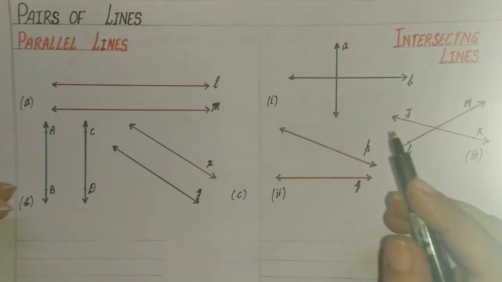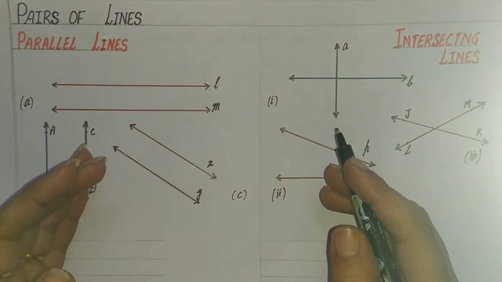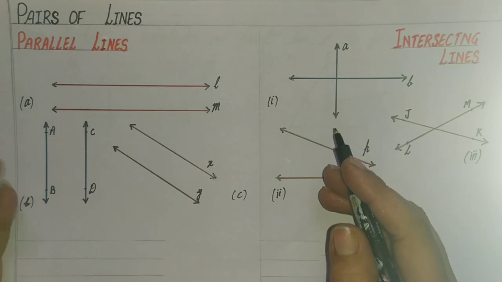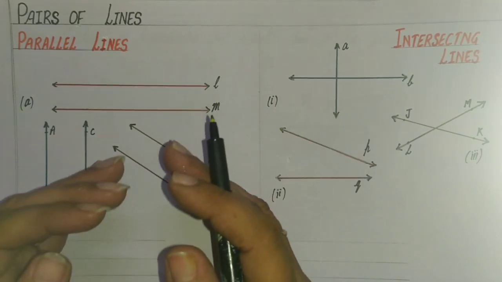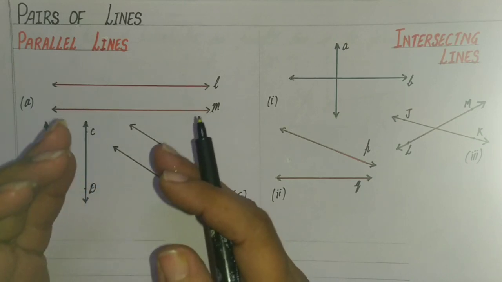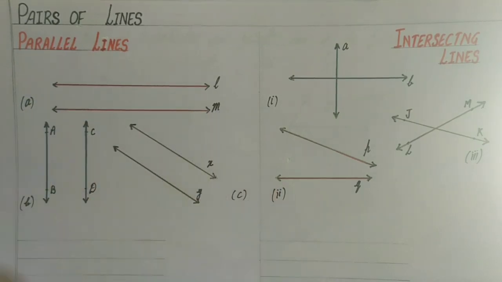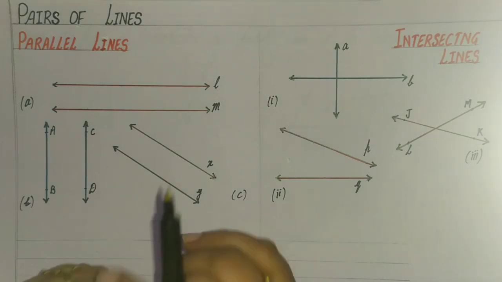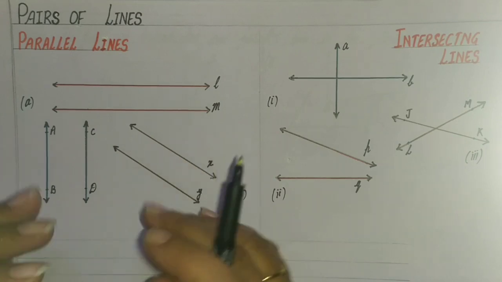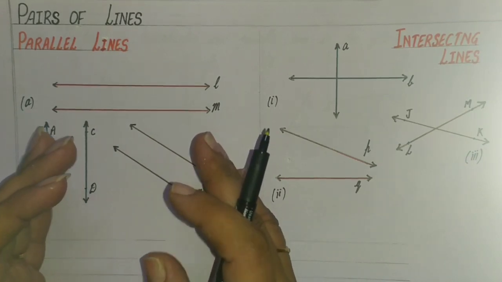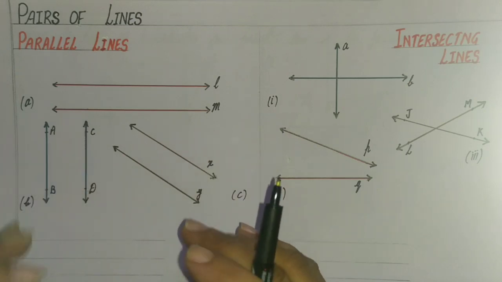Today we are going to discuss pairs of lines under the main topic of understanding elementary shapes. Now, what are parallel lines? Two or more lines given in the same plane are said to be parallel if the distance between them remains the same everywhere and they do not cross each other.